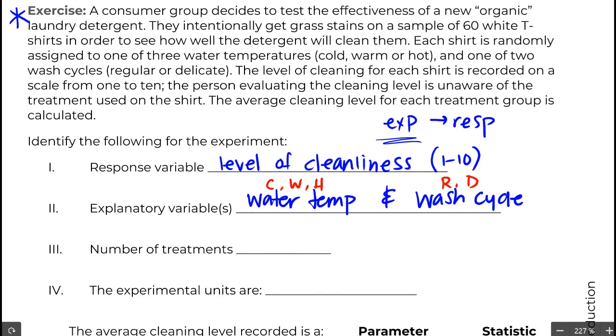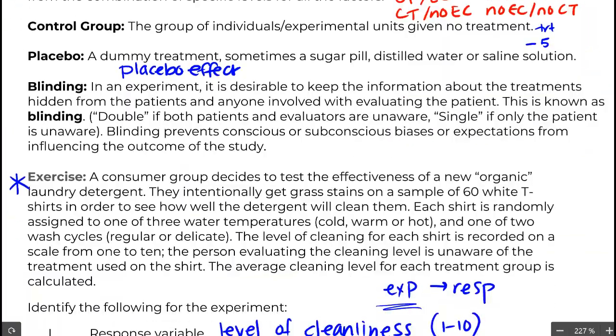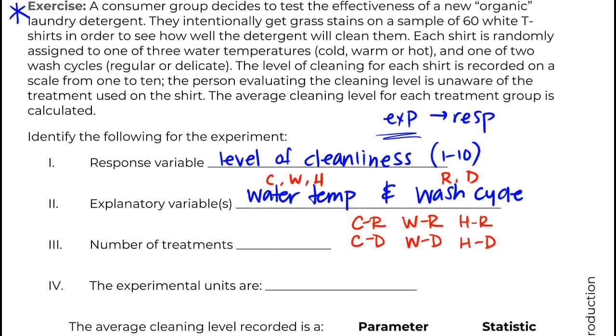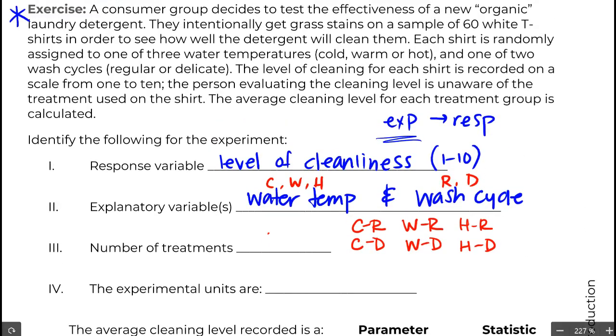But we only care about the names of these variables, not what the outcomes are or possible data. So our number of treatments. Remember, this is about combinations. So we could do cold water with the regular cycle, cold water with delicates, warm water regular, warm water with delicates, and hot water regular, hot water with delicates. So you should have come up with 6 possible treatments here.